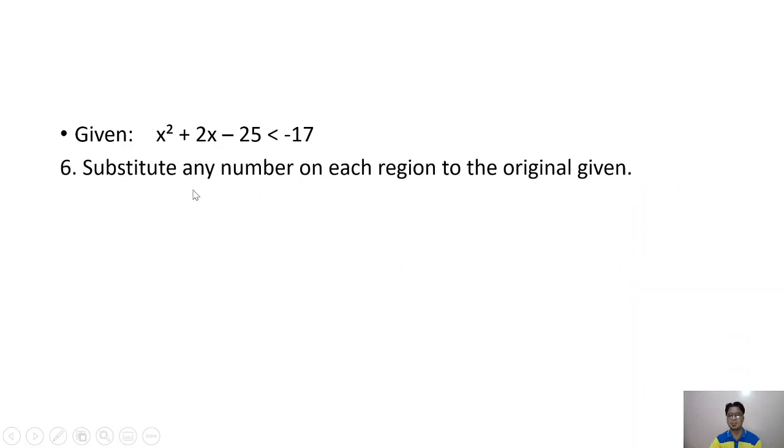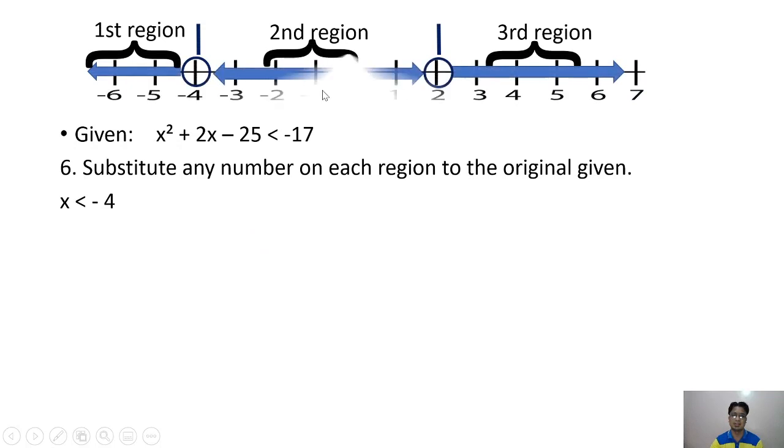Okay, substitute any number on each region to the original given. Halimbawa, ito yun. X is less than negative 4. The one that we come up with sa first region natin. Let's have the number line. Sabi, x is less than negative 4. So, kahit alin daw dito, any number, kahit alin. Halimbawa, napili natin ay negative 5. Isa-substitute sa original equation natin.